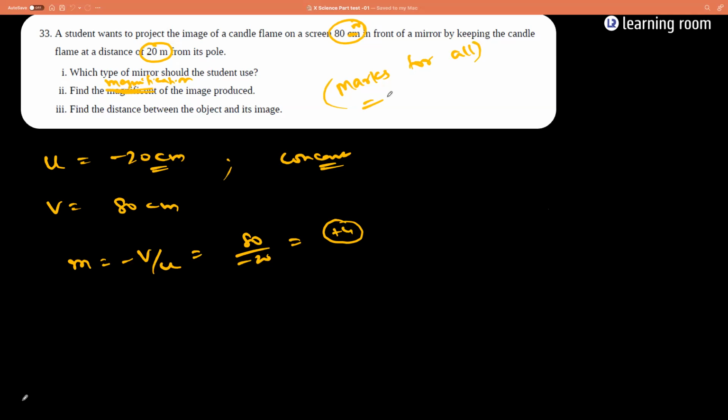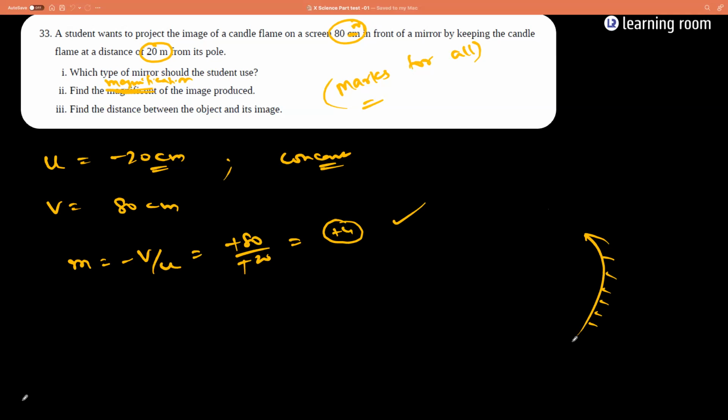So it is going to be +4 then. Am I right? So magnification will be +4. Find the distance between the object and its image. So obvious, 100. Why will it be 100? Did you do 80 minus of minus 20? One minute, wait. Oh, yes, sir.